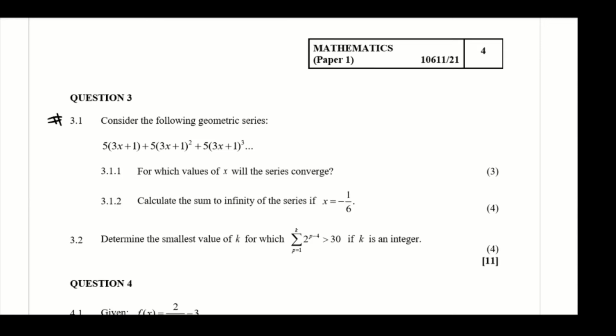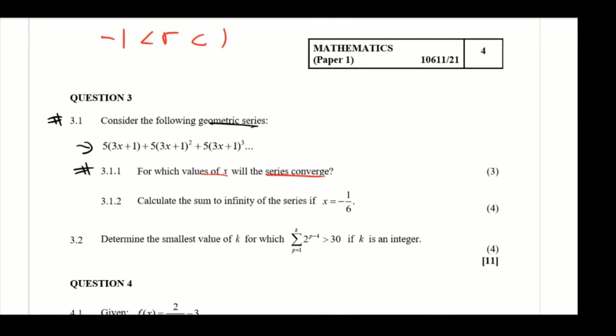3.1, we are told to consider the following geometric series. This is the geometric series given, and the first question says, for which values of x will the series converge? So whenever they ask you this, for which values of x, or for which values of r, whatever, will the series converge, you know convergence is determined by this.